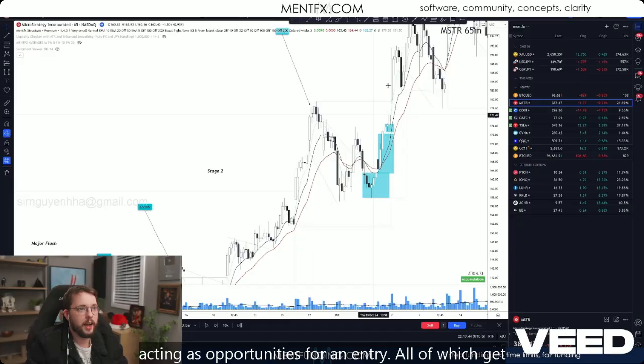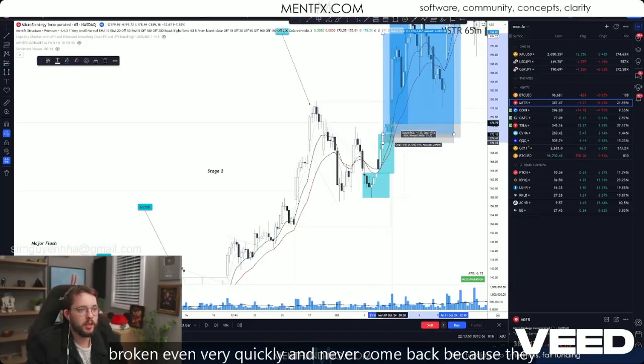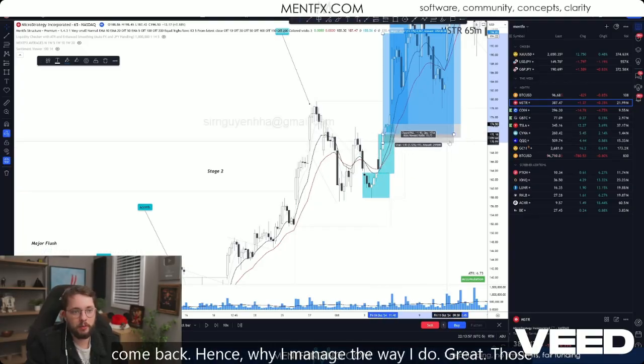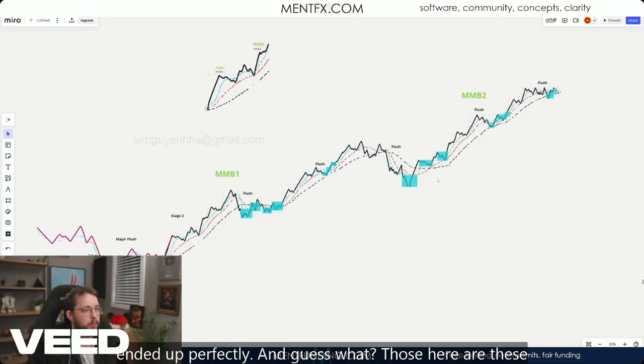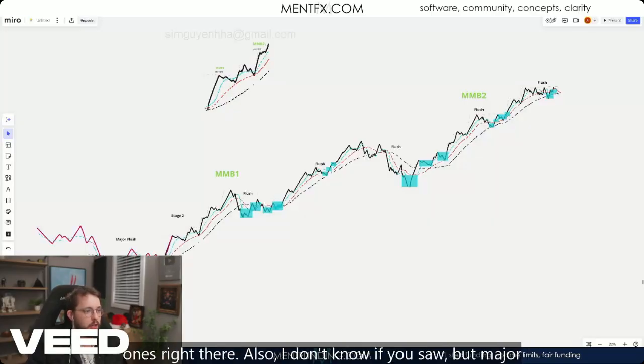These are all acting as opportunities for an entry, all of which get broken even very quickly and never come back because they are true demand validations, true MB validations, and never come back. Hence why I manage the way I do. Great. Those ended up perfectly. And guess what? Those here are these ones right there.